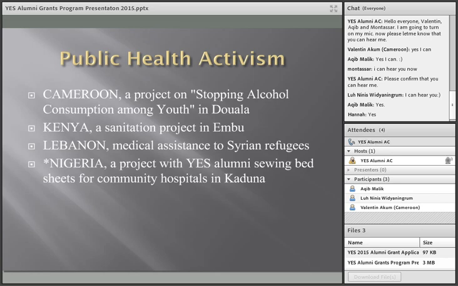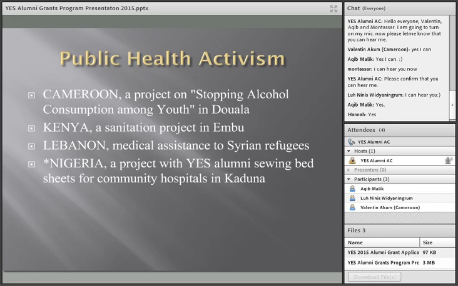There's a sanitation project in Kenya. There's an alum who's actually a medical student who's been working on giving medical assistance to Syrian refugees, and she's asked for funds to do a little bit more. And in Nigeria, this was a very excellent project, and anything with a star on it has an article on the YES program's website. So please go to the article, and look for some of these projects.